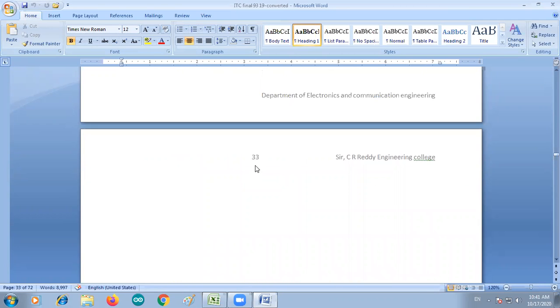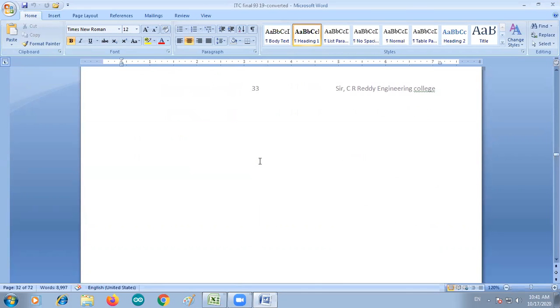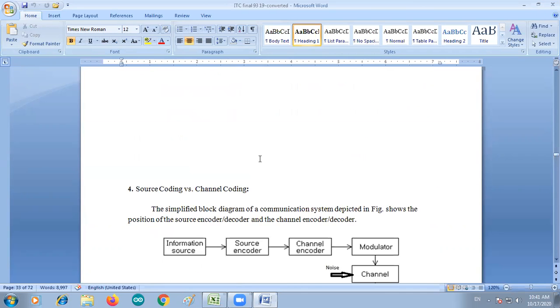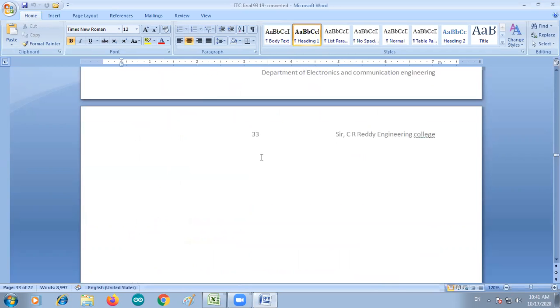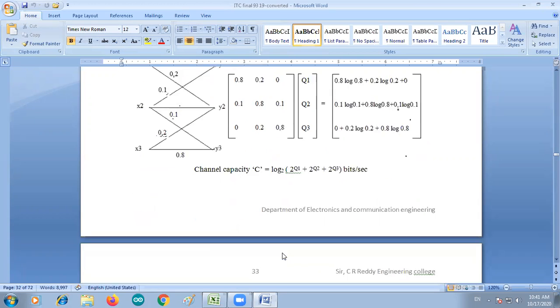Now solve this problem on your own and calculate the channel capacity. You can expect two types of problems in this: one is the cascaded channel, another one is the parallel channel. Students, please go through the textbook and solve the problems.